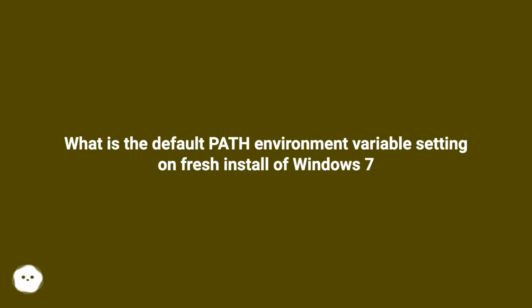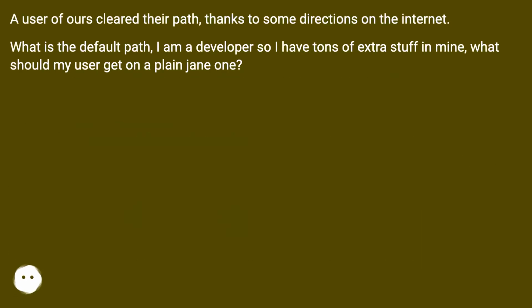What is the default path environment variable setting on a fresh install of Windows 7? A user of ours cleared their path, thanks to some directions on the internet. What is the default path? I am a developer, so I have tons of extra stuff in mine. What should my user get on a plain Jane one?